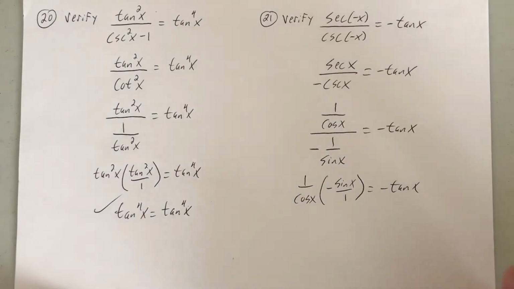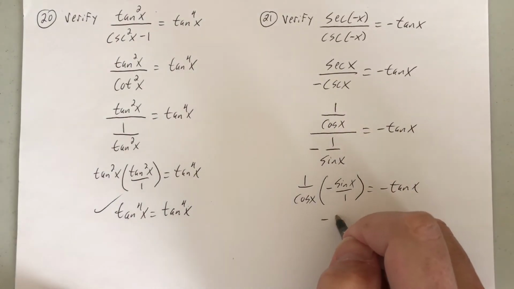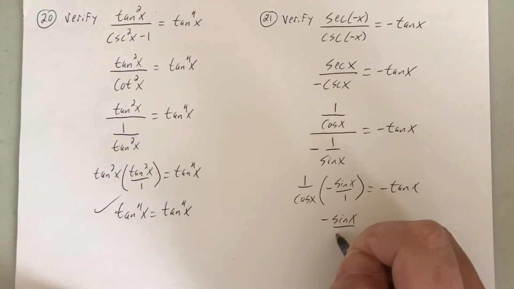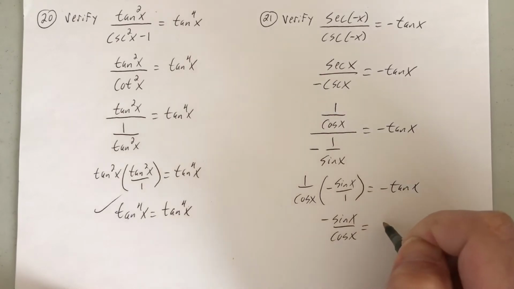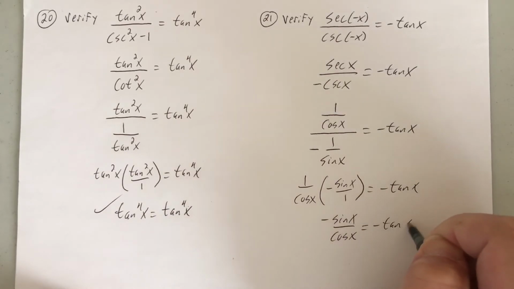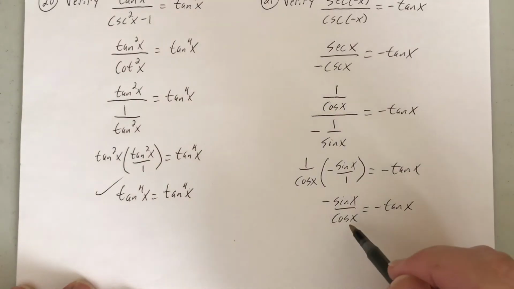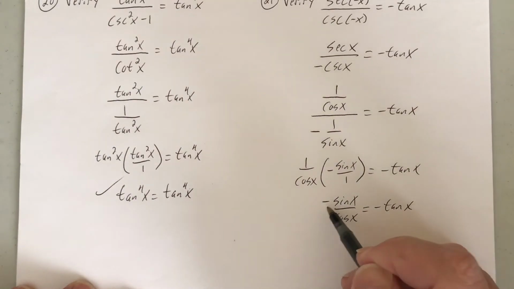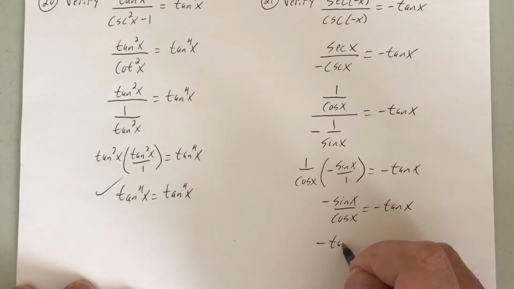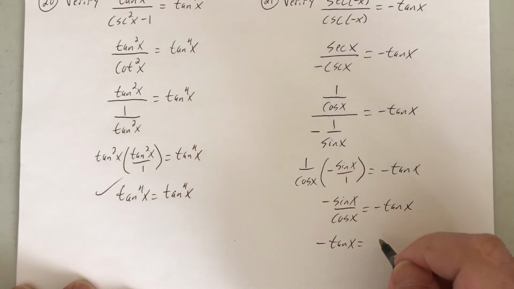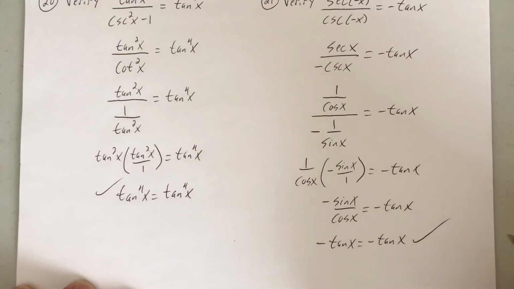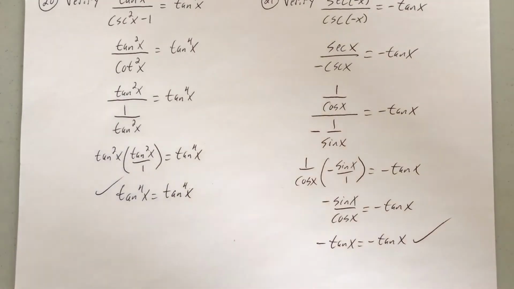And now when you multiply that, that gives you negative sine x over cosine x is equal to negative tan x. And of course, sine over cosine is equal to tangent, and then there's the negative. So negative tan x is equal to negative tan x, and that is good. All right, let's take a look at number 22.